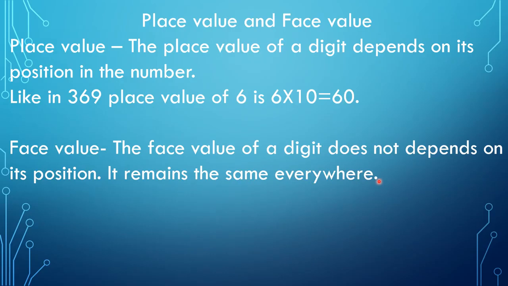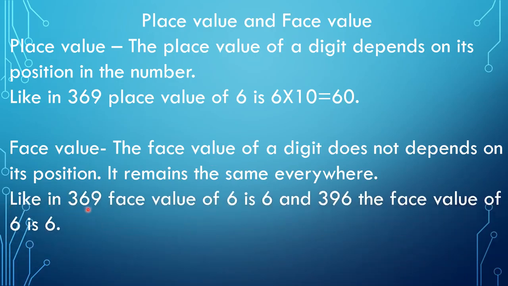And in our counting we have only 10 faces. Okay, from 0 to 9 हमारे पास सिर्फ 10 ही फेसेस हैं और उनकी फेस वैल्यू वही रहती है चाहे वो किसी भी प्लेस पे हो. Like in 369, face value of 6 is 6. ठीक है, 6 यहाँ पर टेंस प्लेस पे है but इसकी फेस वैल्यू 6 ही रहेगी.